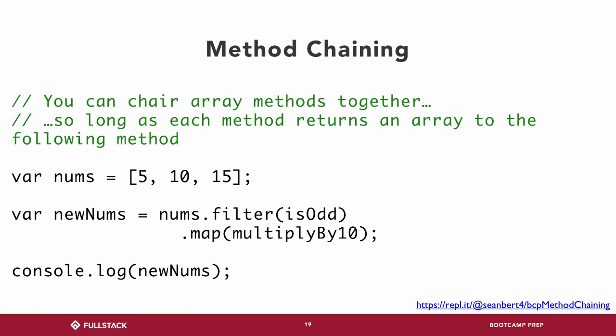Method chaining. As you saw before, we can chain methods if it's returning an array. Both filter and map return arrays. So we can do nums.filter.map. So we want to only multiply by 10 our odd numbers. So 5 and 15. So this console log of new nums, what should be in this array? Exactly.